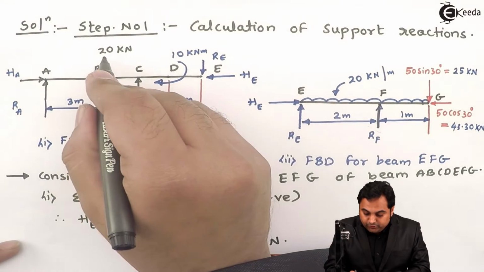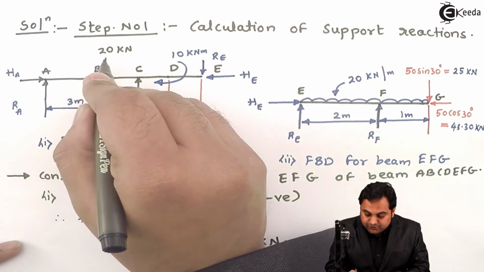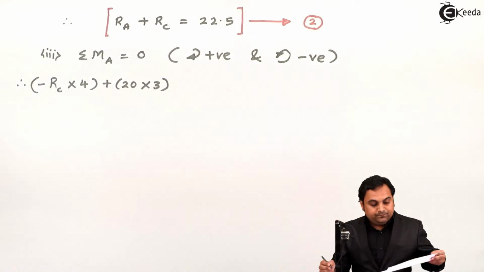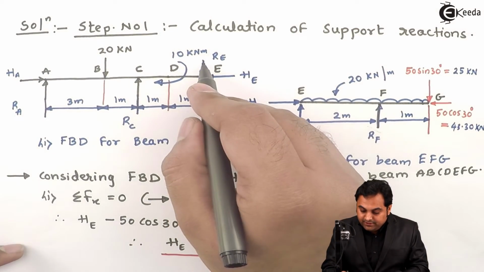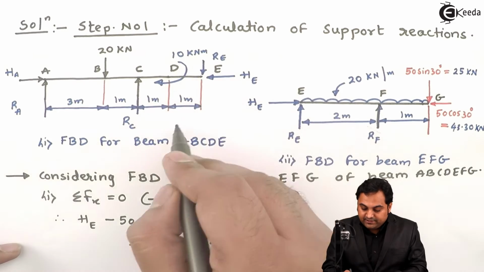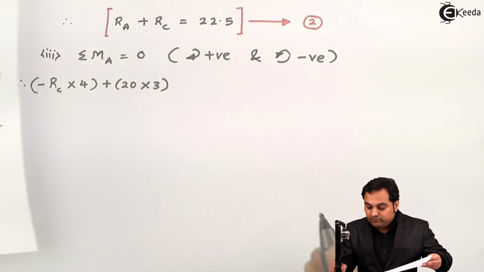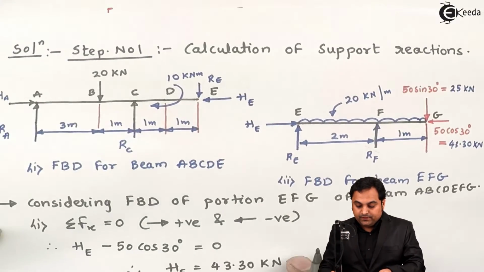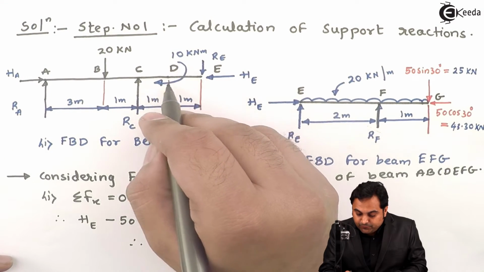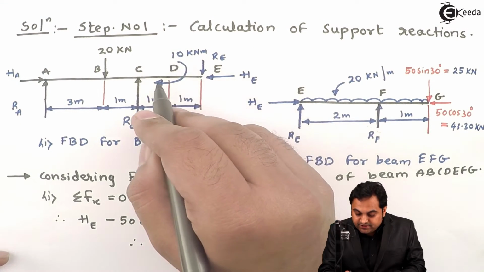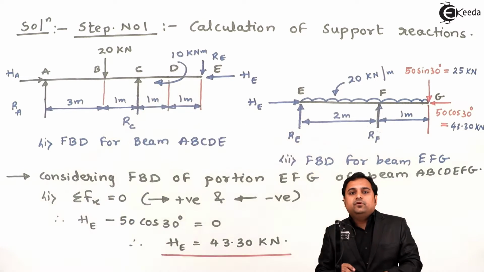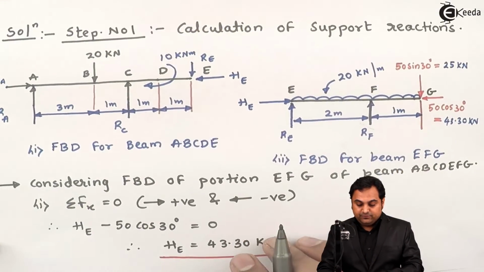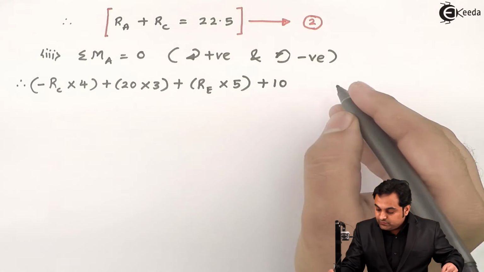Then 20 kilonewton will produce clockwise moment at point A, so plus 20 into 3. Then Re will also produce clockwise moment, so plus Re into this total distance is 5. Next, also there is couple present at point D which is 10 kilonewton meter, and as it is clockwise, it will directly be considered positive, so I'll write the value plus 10. Apart from this, no other forces are acting, so this will be equal to 0.